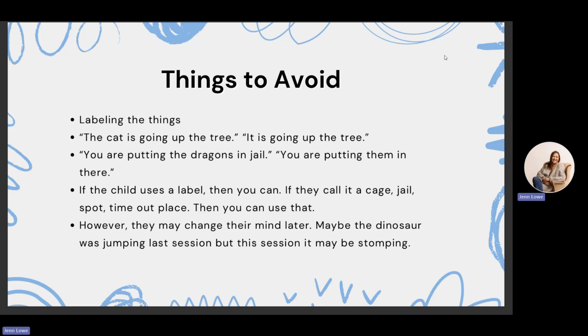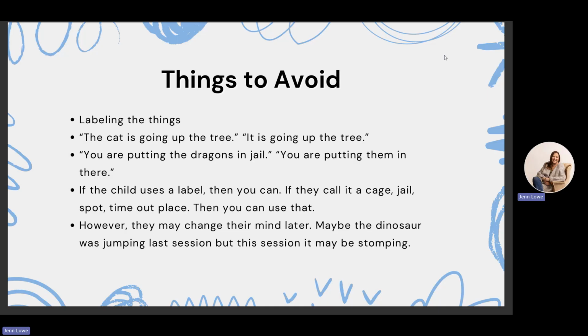Things to avoid. Labeling the things. So, the cat is going up the tree. It is going up the tree. We don't know. And even the tree, to be honest, right? We don't necessarily know what that child is trying to pretend it is.